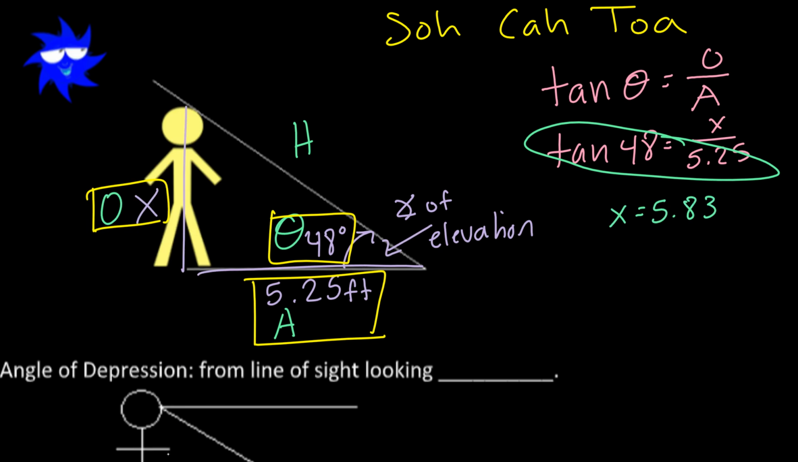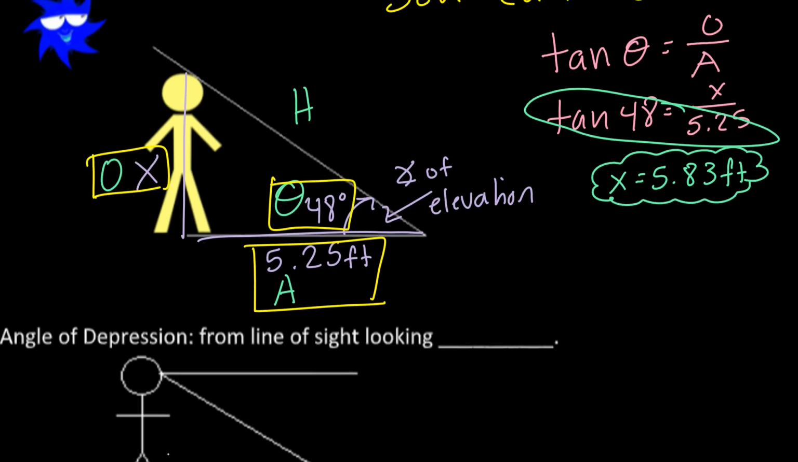Is this an angle? No. Do I put degree? What do I put? Feet. He is 5.83 feet long. Does this make sense to you? Yeah. Maybe a little less. All right.